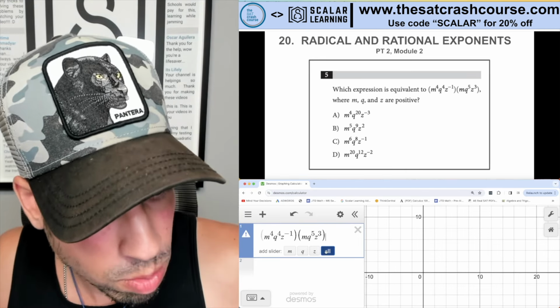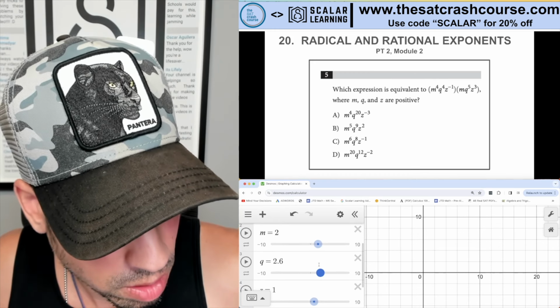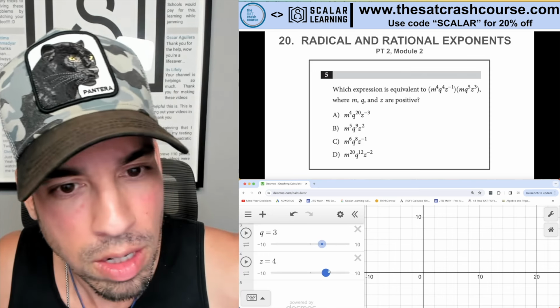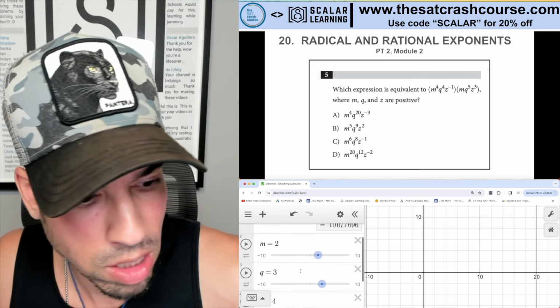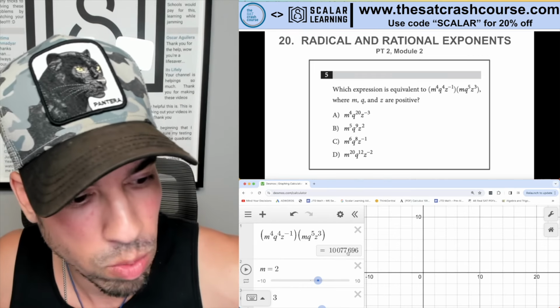So we got that, and now we'll just put in our sliders. Again, I just don't like 1, but we can make it 2, we can make it 3, and we can make it 4. These are arbitrary, but it doesn't matter, okay? Just making them 2, 3, and 4. It does say they're positive, so that helps. Okay, so now we got this crazy number, whatever. It doesn't matter what it is.